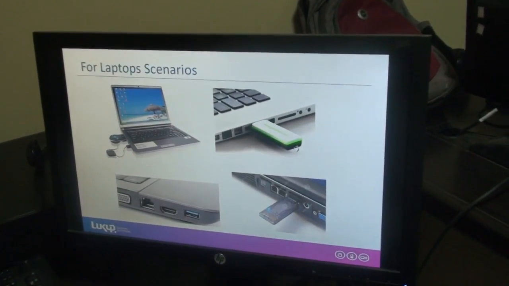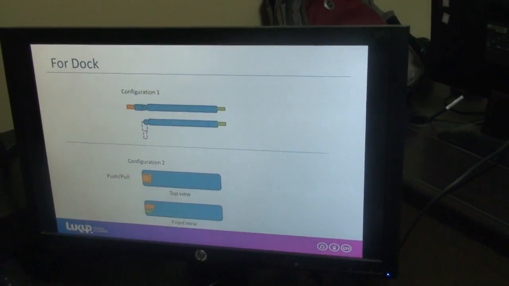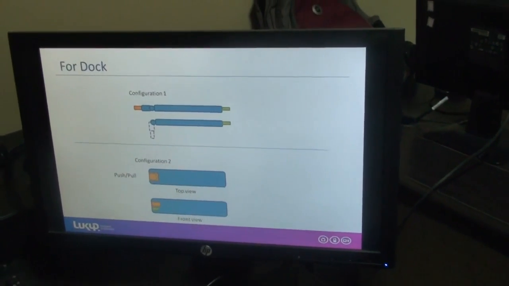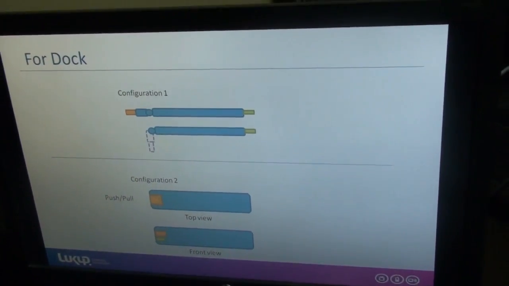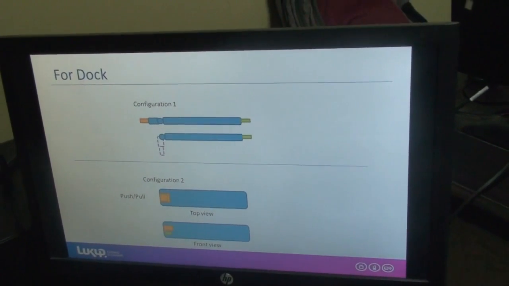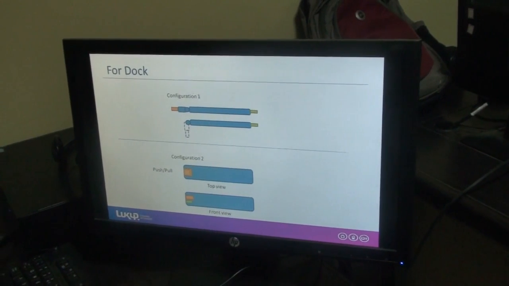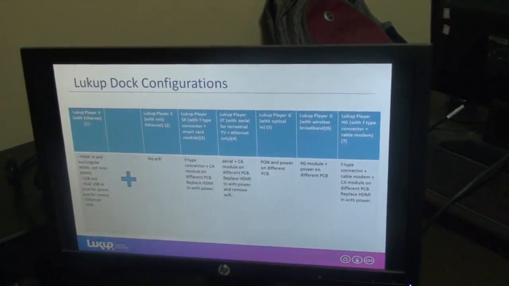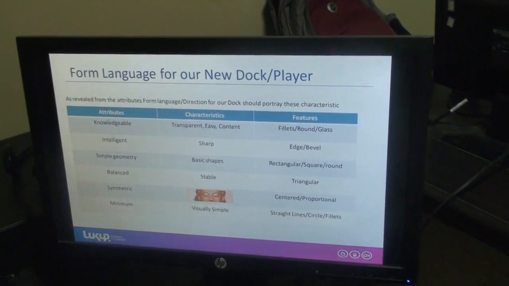This is where the scenarios come in, how exactly the product is going to be used, and then we think about configurations. The configurations are how exactly the product can be used in a real life scenario, wherein you have a folding mechanism for the USB dock or the HDMI dock, which fits in under the TV. So there's a push-pull action if required. These are configurations that we study. We try to see where exactly we can use what kind of configuration, and which configurations are best suited, and then we decide upon the form language.